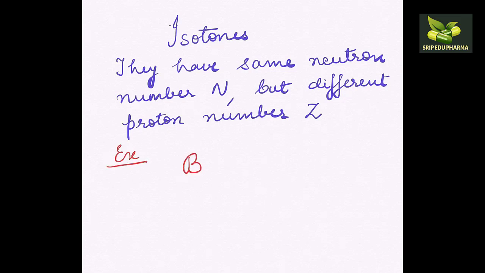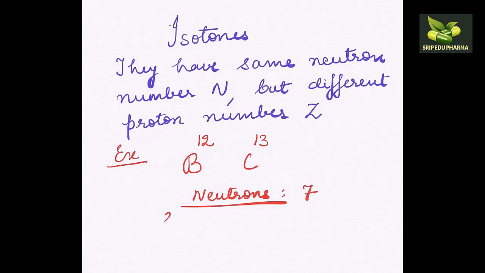Now we will be coming to our third term, that is isotones. In isotones, they have the same number of neutrons. So how do we get the number of neutrons? We get the number of neutrons by subtracting the atomic number from the mass number. So by that we get the number of neutrons.